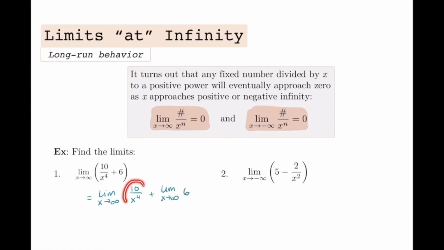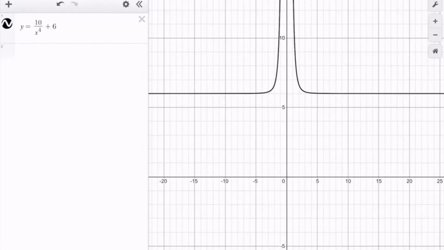Now this function here, 10 over x to the fourth, is an example of what I'm talking about here. Fixed number up top and x to a power down in the bottom. So this whole thing is just going to be 0. Then if we look at the limit as x approaches infinity of just 6, well, if you have just a constant here, the limit is always just that number. So this is just equal to 6. We have 0 plus 6, that is just 6. And so the value of this limit here is 6. Looking at a graph of this function, we can see that it does indeed have a horizontal asymptote of y equals 6.